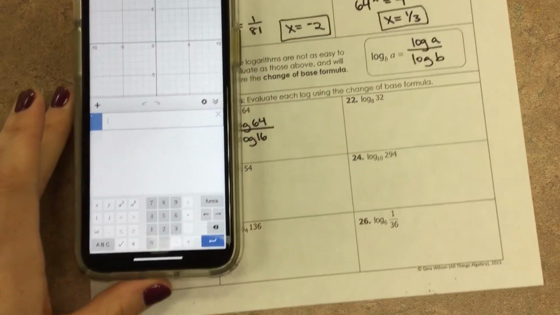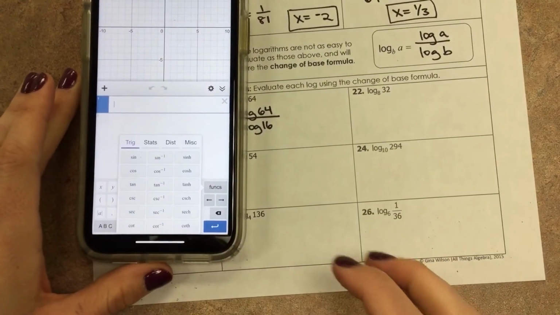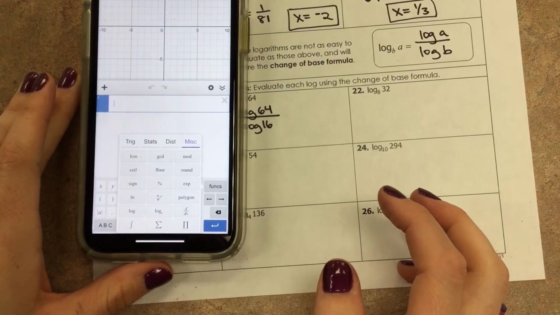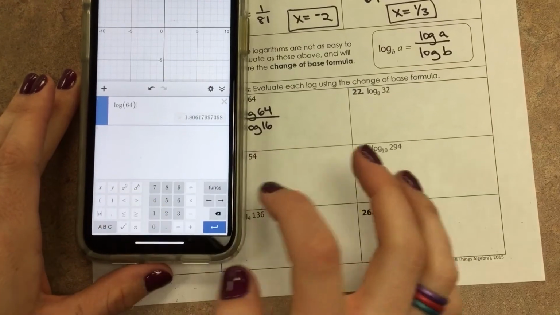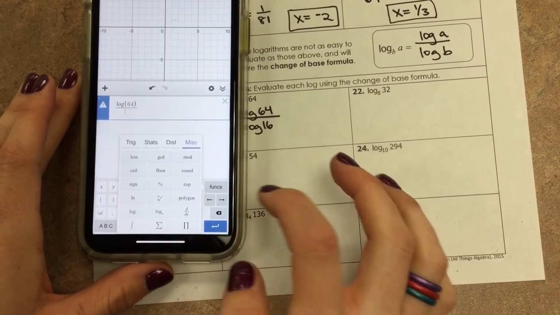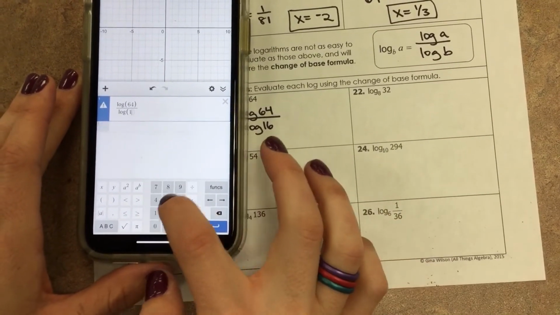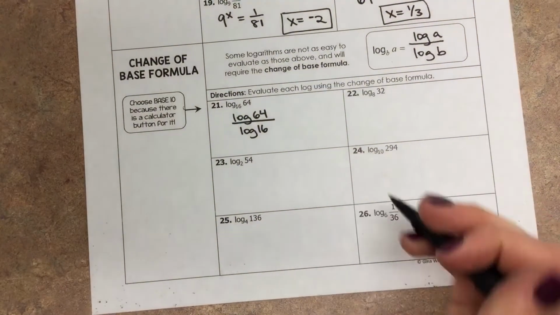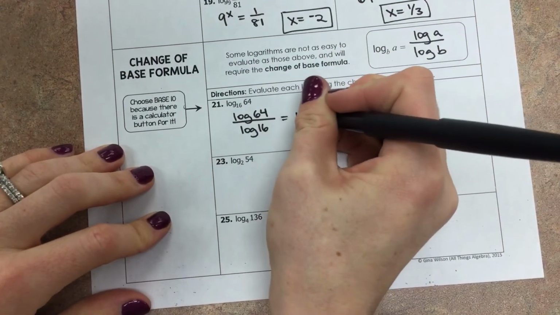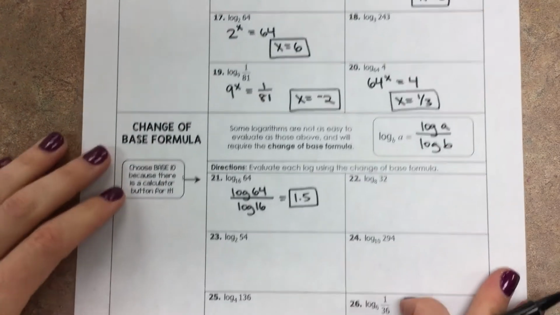So log of 64, the log would be over in the little functions over here. I think probably in miscellaneous. So there's a log. So we do log of 64 divided by log of 16. So that ends up being 1.5. So that is our answer here, 1.5. So not a nice, neat one that we could have come up with in our head like this.